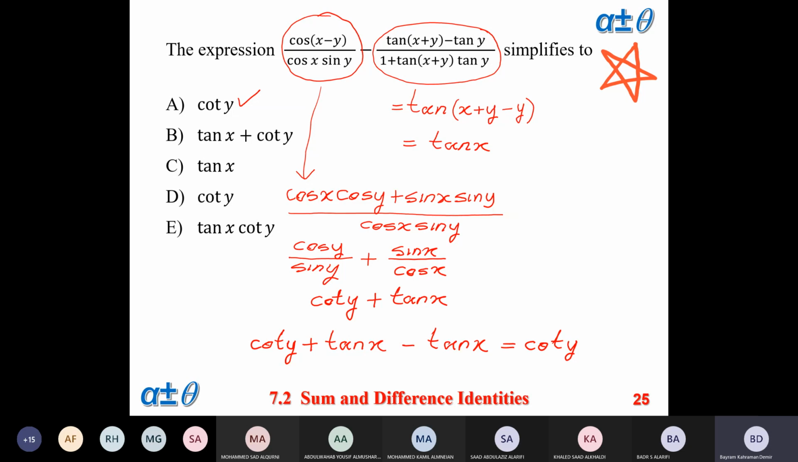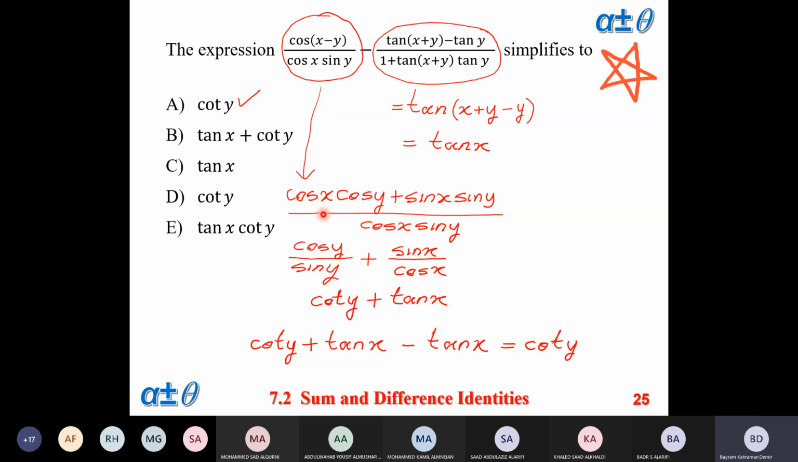Okay, today we are going to start from this example, shall we? We will simplify. We have cosine of x minus y, and by using the formula for cosine, it will be cosine x cosine y plus sine x sine y. And when you divide by cosine x sine y, so if you divide the cosine x cosine y by cosine x sine y, right?